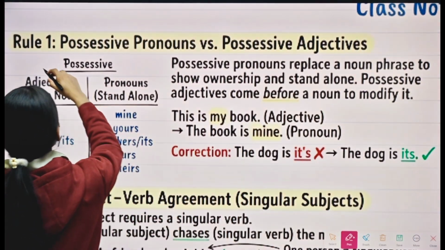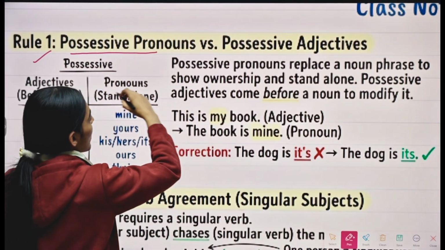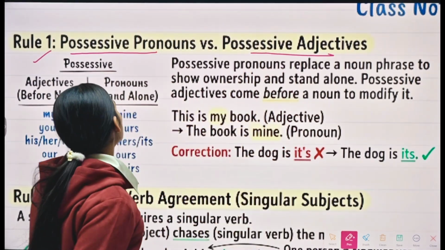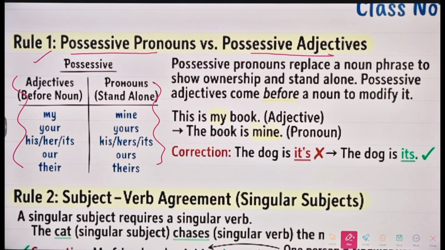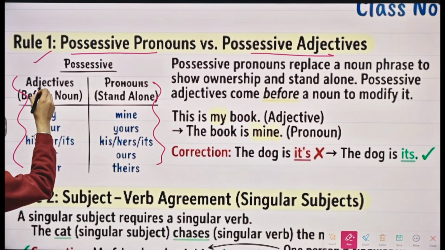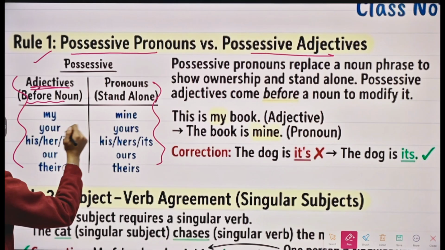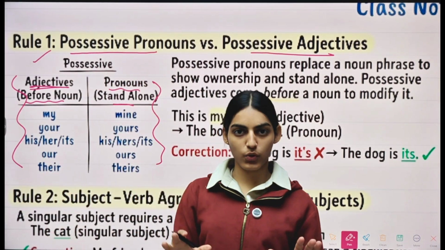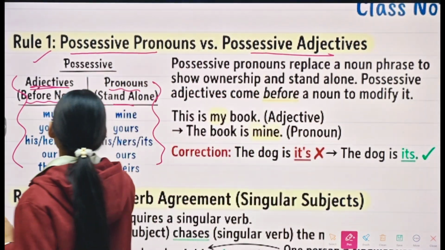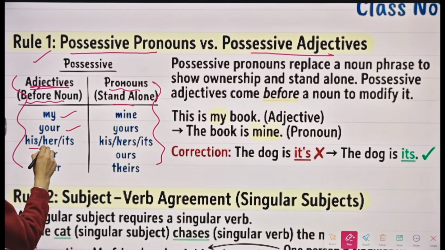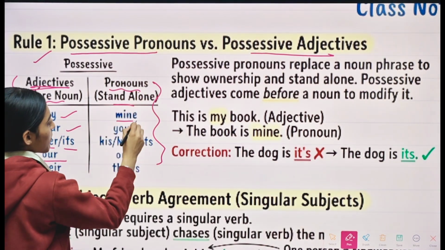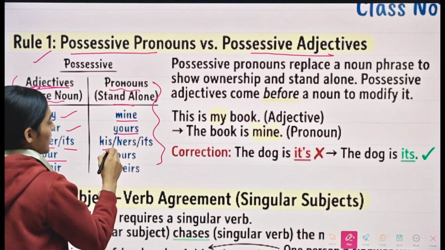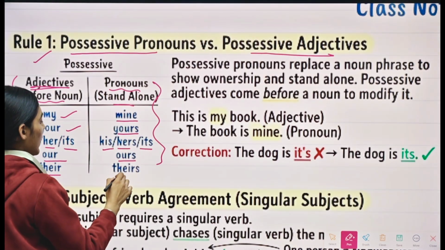Yes, so the rule number 1 that we have is possessive pronouns versus possessive adjectives. So let's see, these are the possessive adjectives and these are the possessive pronouns that I taught you in the rules of pronouns. So here we have possessive adjectives are used before a noun and possessive pronouns, they stand alone. So which are possessive adjectives? My, your, his, her, its, or their. And in possessive pronouns we have mine, yours, his, hers, its, ours, and theirs.